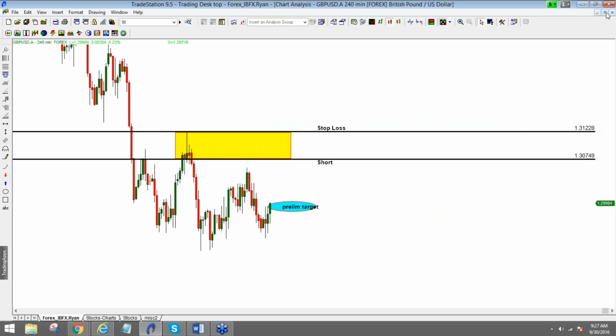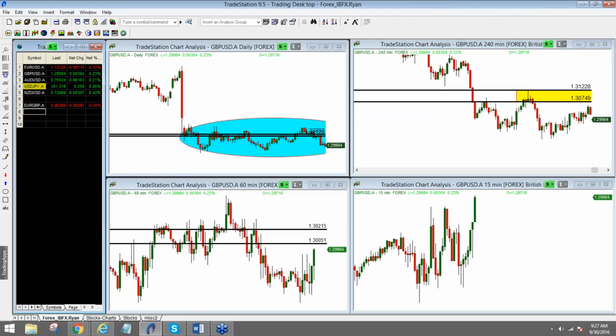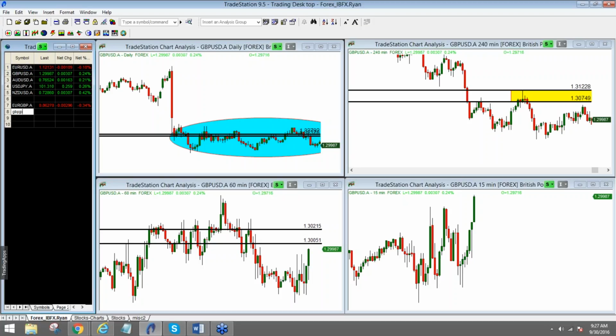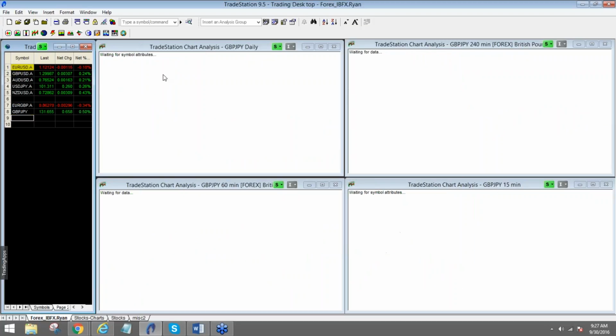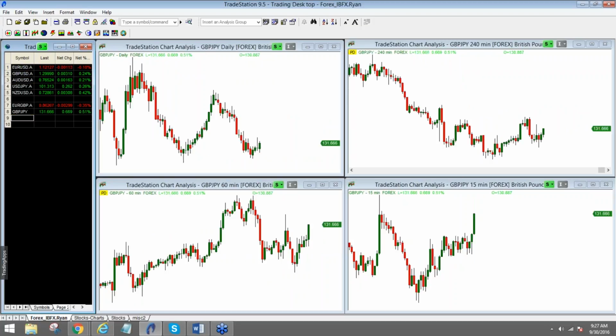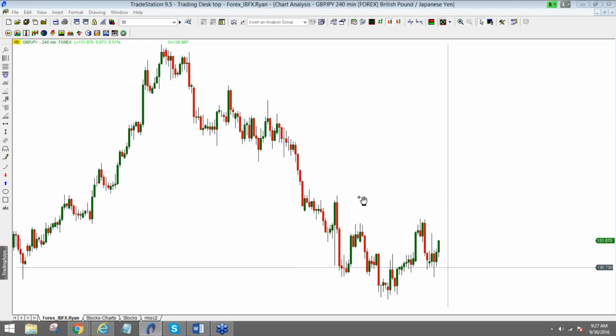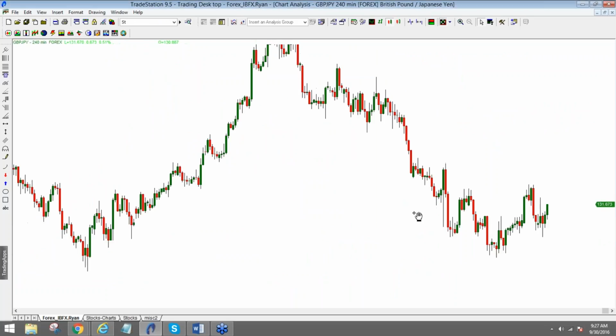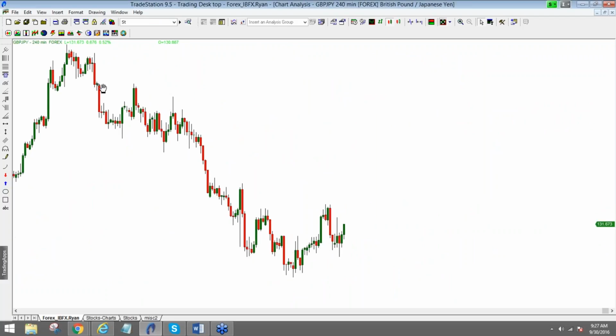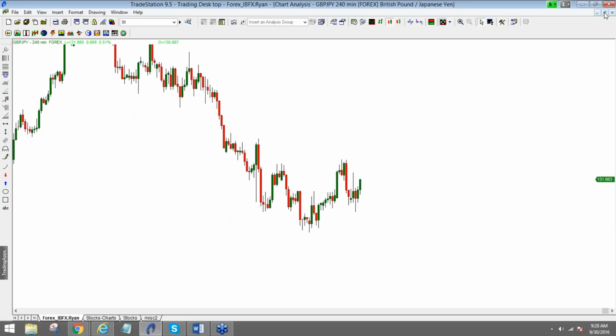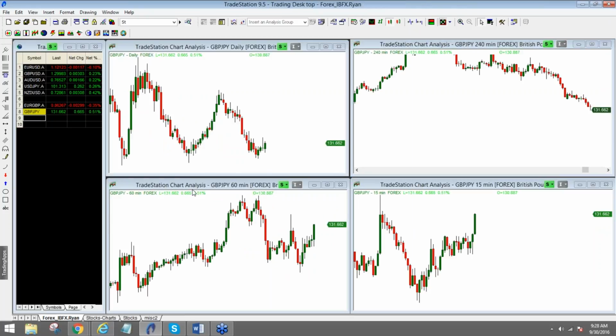Alrighty. And cross pair GBP, GPY. They usually don't look all that different, but in this case it does. Let's see. That would have been a nice trade. Look at that. Then, damn it. Alright, so nothing on the 240, nothing on the daily, on the cross pair.